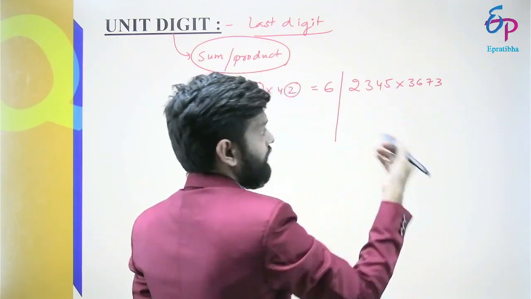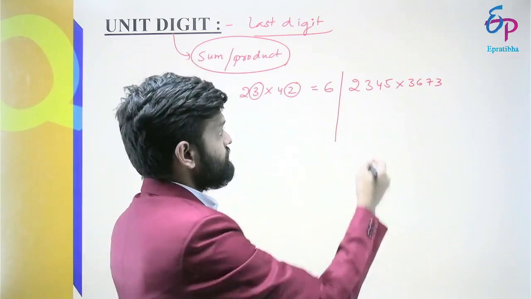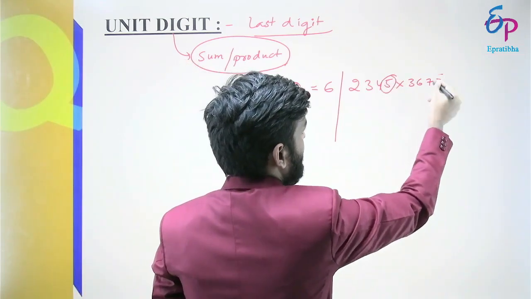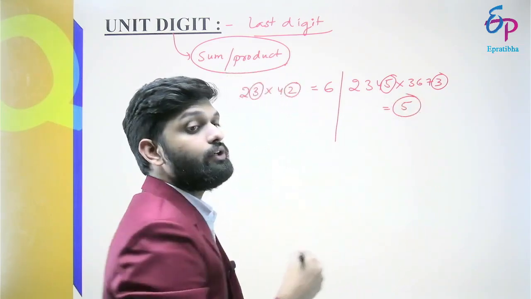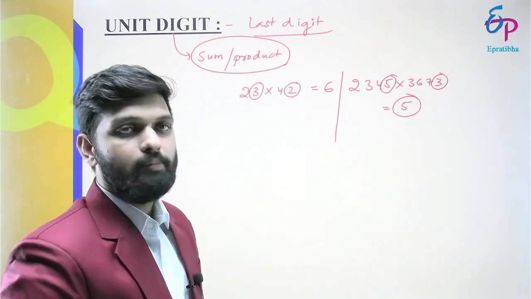Now tell me, what is the unit digit of 2345 into 3673? How to get the unit digit? You just multiply 5 and 3. 5 3s are 15. I want only the unit digit, so the answer will be 5.